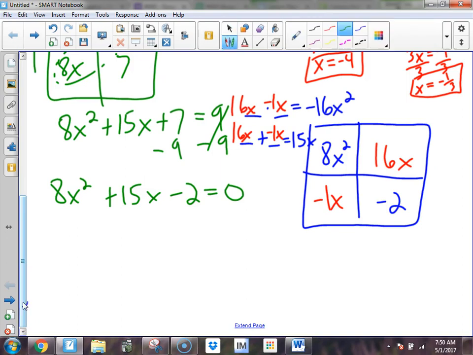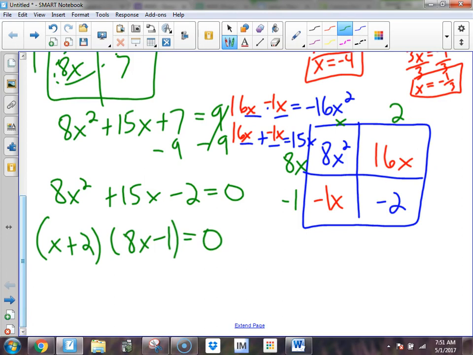What is the GCF, the greatest common factor of the top row there? A little larger than just 2. It's a little larger than just 4. It's a whole 8. 8x. That's 8x times 1x here. 8x times 2 gives me the 16x, and x times negative 1. So the factored form of that left-hand side, x plus 2 times 8x minus 1. This equals 0.